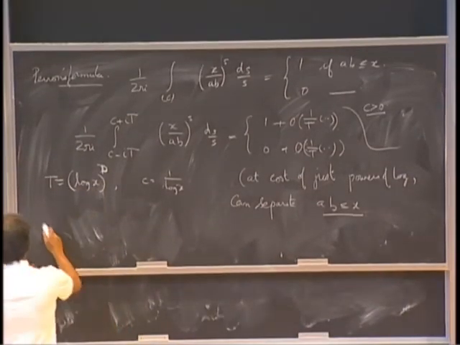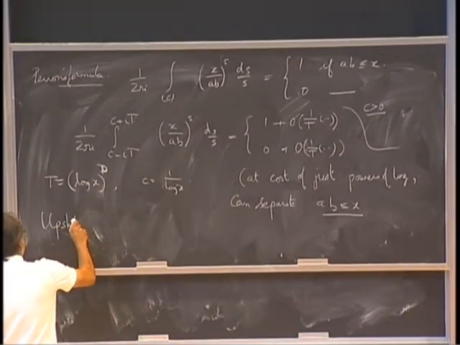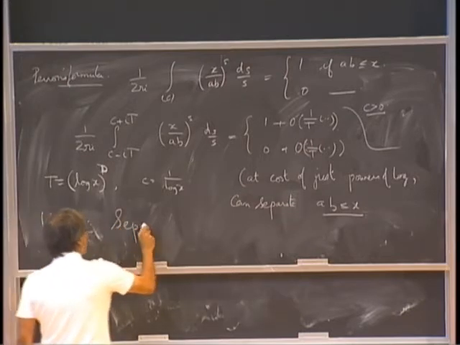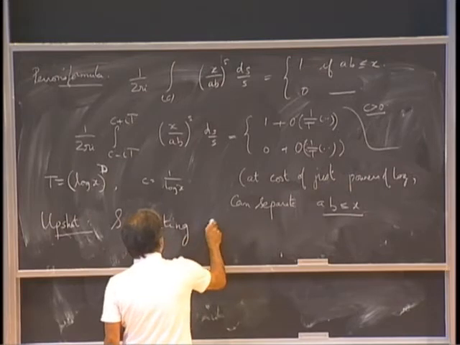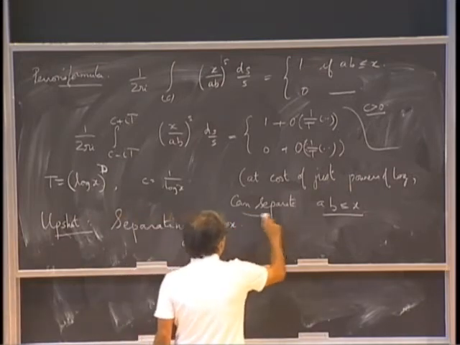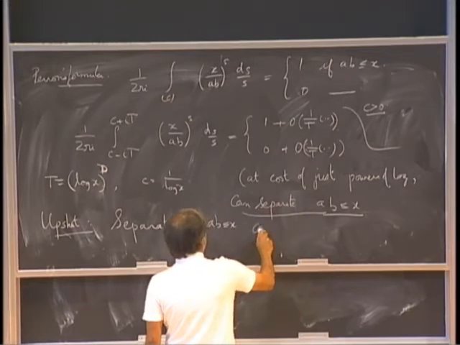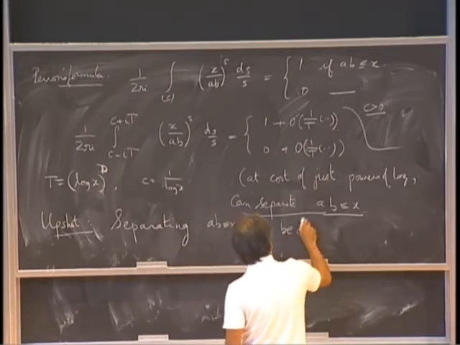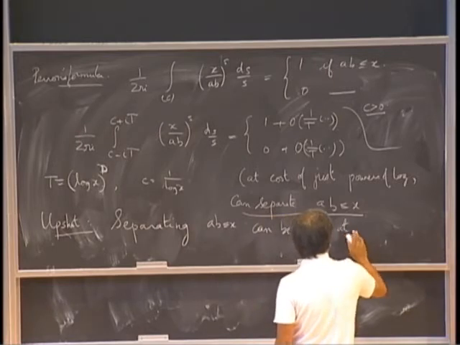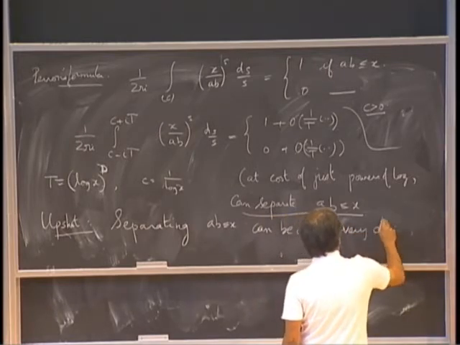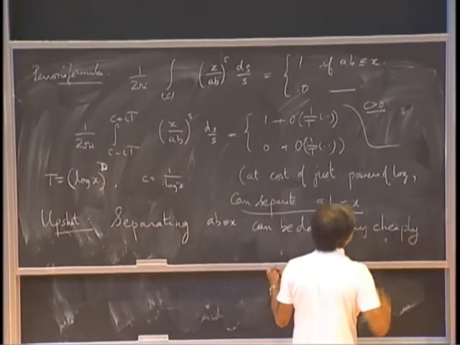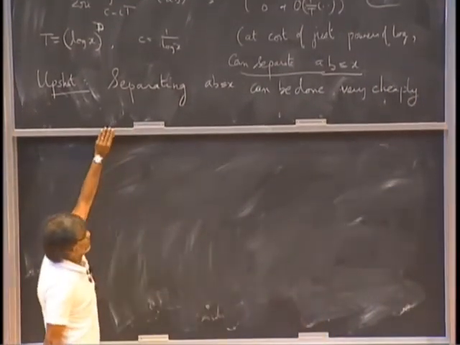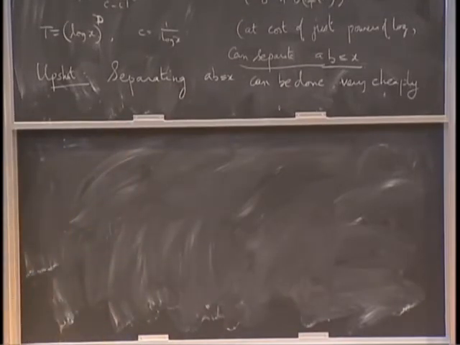So the upshot is that separating AB can be done with a very small price. Very cheaply. Okay. Any questions on the proof so far?